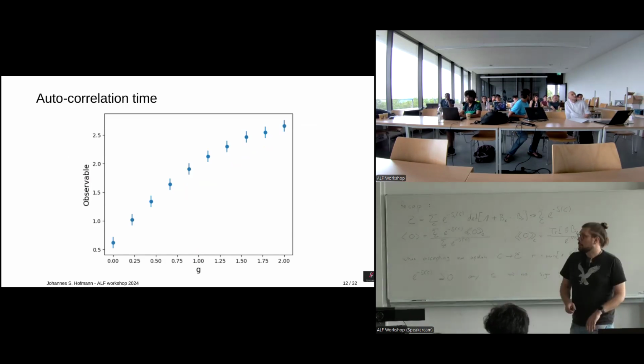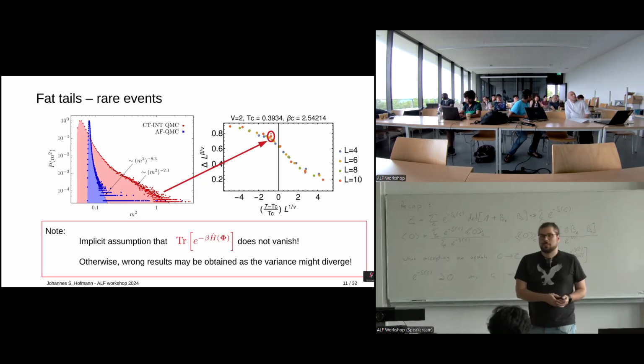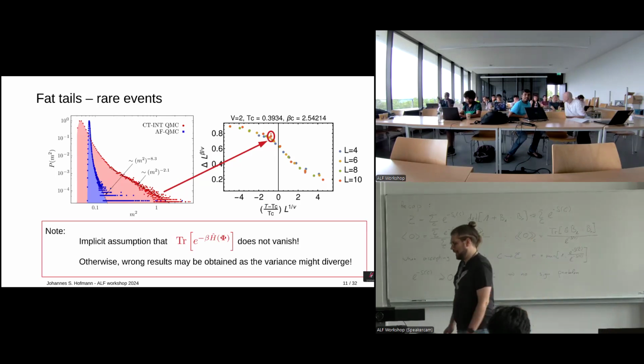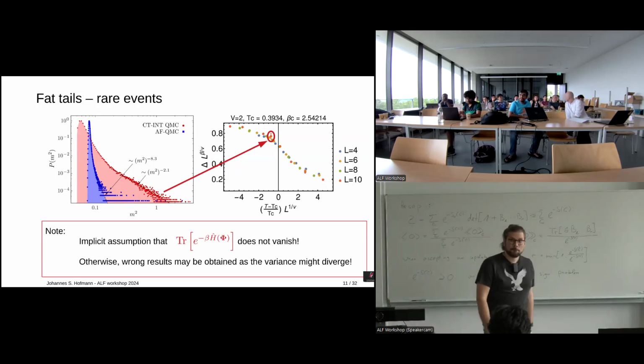Actually, I still have a question about these fat tails. Sure. Is there a way to solve this, or is there a way to have something in the algorithm which notices it and tries to avoid configurations like these?